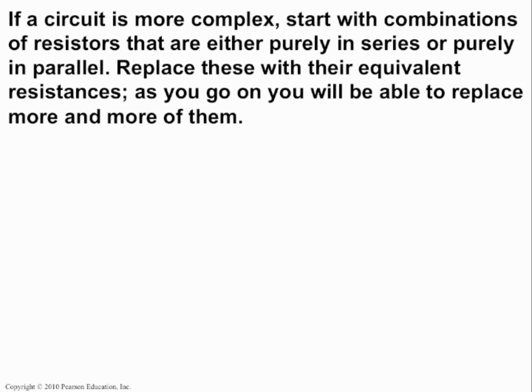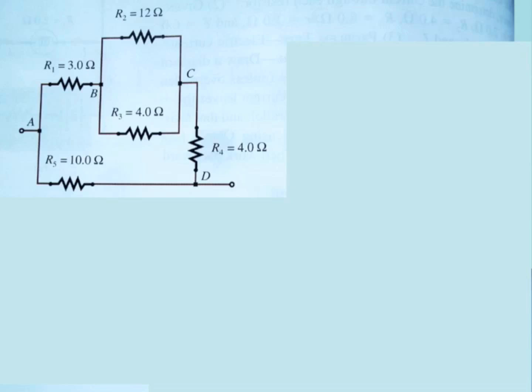If a circuit is more complex, start with combinations of resistors that are either purely in series or purely in parallel. Replace these with their equivalent resistances. As you go on, you will be able to replace more and more of them. Alright, so let's look at this somewhat complex circuit. And there's no battery, there's nothing to worry about. We just have a certain portion of a circuit where we've got some resistors. And we want to simplify. Okay, so if you would ever like to simplify a circuit like this, you just do one step at a time.